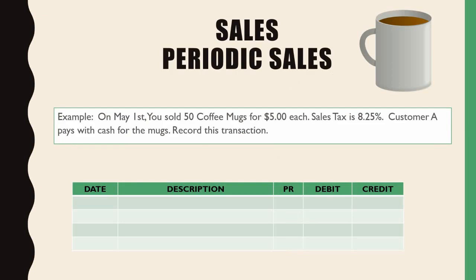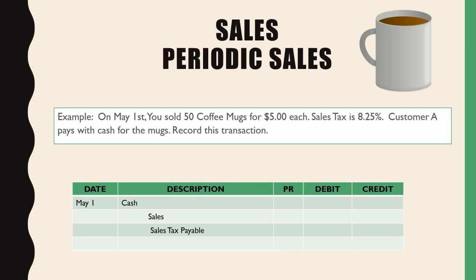So let's go ahead and dive into the exercise right here, where we're going to practice the sales again. In this case, on May 1st, you sold 50 coffee mugs for $5 each. And sales tax, once again, is 8.25%. And customer A decides to pay you with cash for the mugs. So let's go ahead and record this transaction. We sold 50 mugs to customer A for $5 each. So what is your total amount of sales? $250, right?